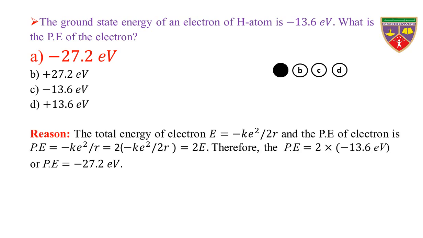Reason: the total energy of the electron is equal to minus ke squared divided by 2r, and the potential energy of the electron is equal to minus ke squared divided by r. Multiplying and dividing by 2, we get 2 into minus ke squared divided by 2r, which is equal to 2E. Therefore, the potential energy is equal to 2 into minus 13.6 electron volts, which is equal to minus 27.2 electron volts. Hence, the potential energy of the electron is minus 27.2 electron volts.